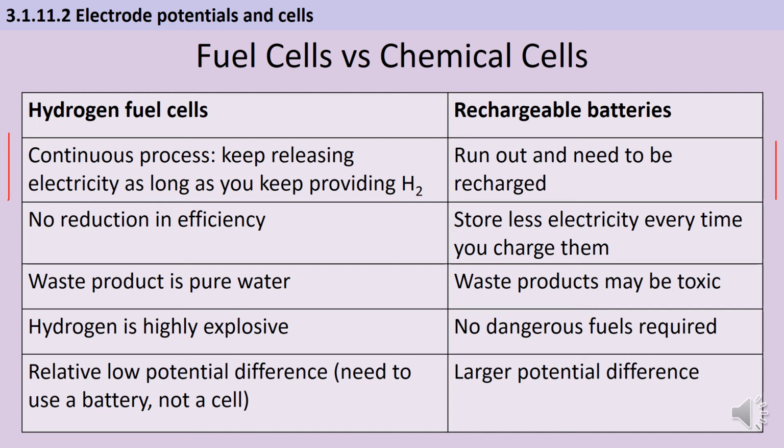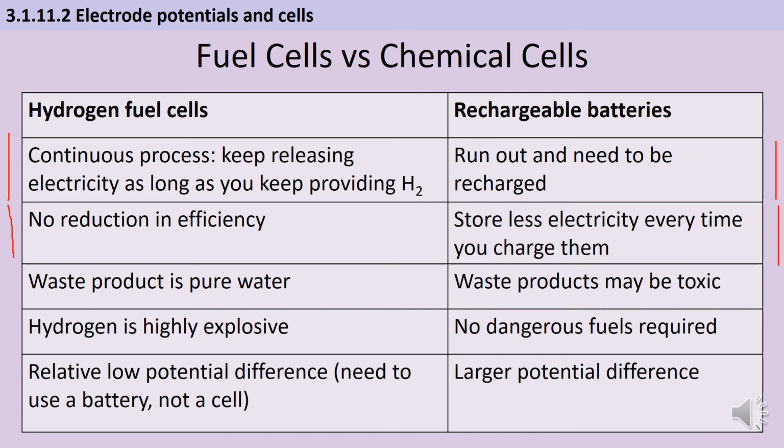Linked to that, because a fuel cell is just running continuously, there isn't any reduction in efficiency. But with a rechargeable cell, each time you charge it, it's going to store slightly less energy. And there's variation between different kinds of rechargeable cell as to how much they manage to retain and how many times you can recharge them before it's just not worth doing it anymore. But compared to a continuous process like a fuel cell, there is going to be a reduction in efficiency.